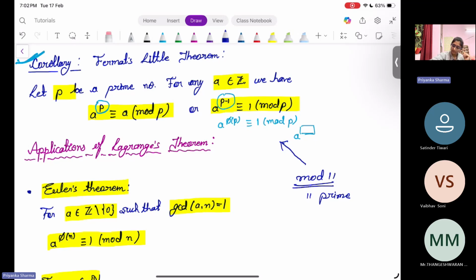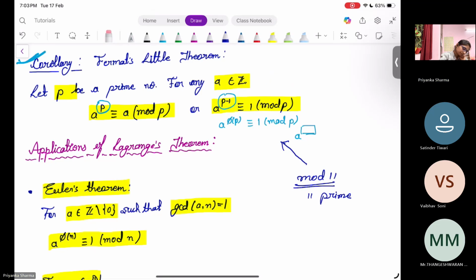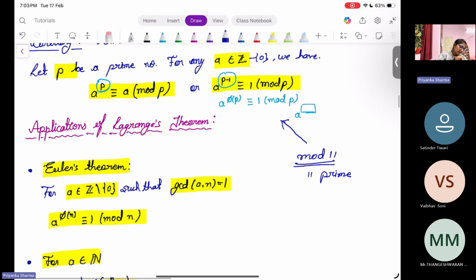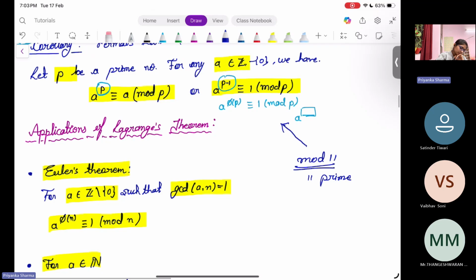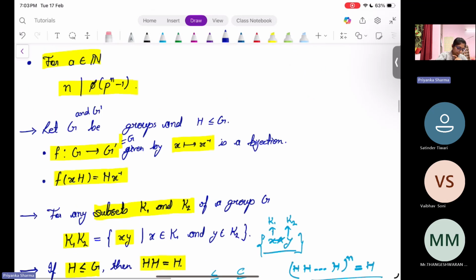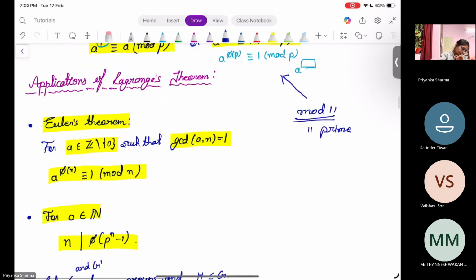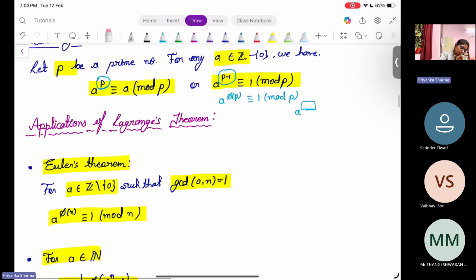So what it says, this should be Z minus 0 actually. If we have a prime number p and some a belongs to Z minus 0, then a to the power p minus 1 will be congruent to 1 modulo p. So we use this.